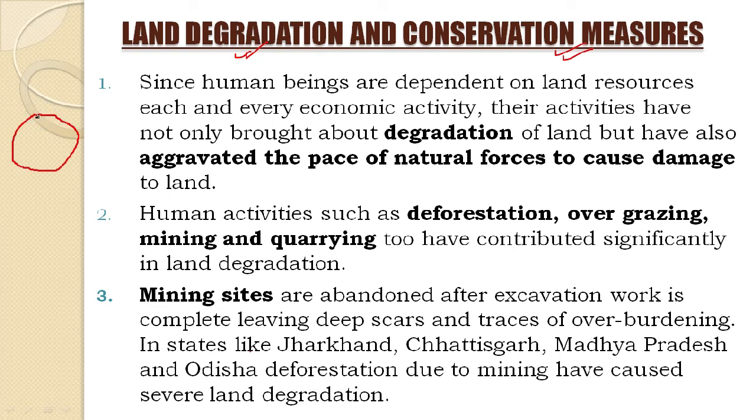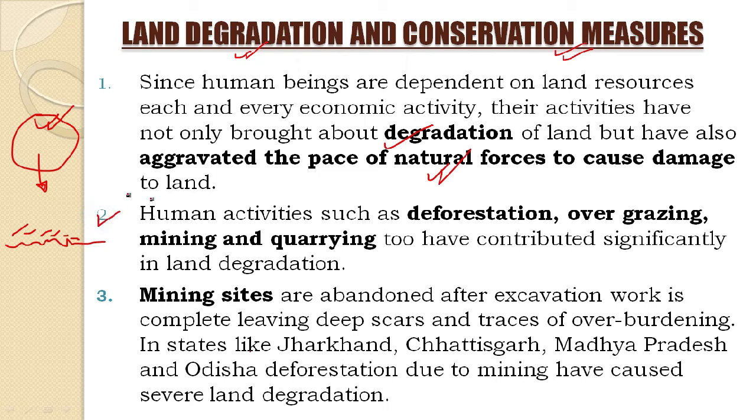This was a forest, and human beings carried out deforestation. Clear? Now once they carried out deforestation on a large scale, the soil which was tightly held now has loosened and soil erosion starts taking place. Gradually the land gets degraded. So this is how the land has not only been degraded by humans, but they have also aggravated the pace of natural forces to cause damage to land further.